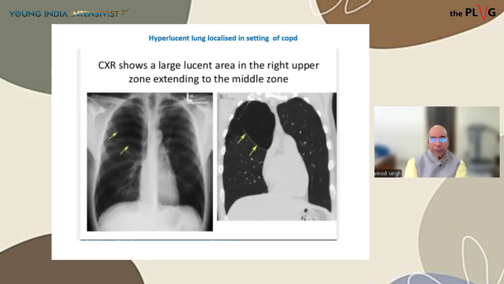Again, hypertranslucency in the upper lobe: you can see that this patient has COPD, and you can find the bulla, which also causes a localized area of hypertranslucency. Some typical bullae can cause several localized areas of hypertranslucency. Here you can see it in the upper zone and the mid zone.